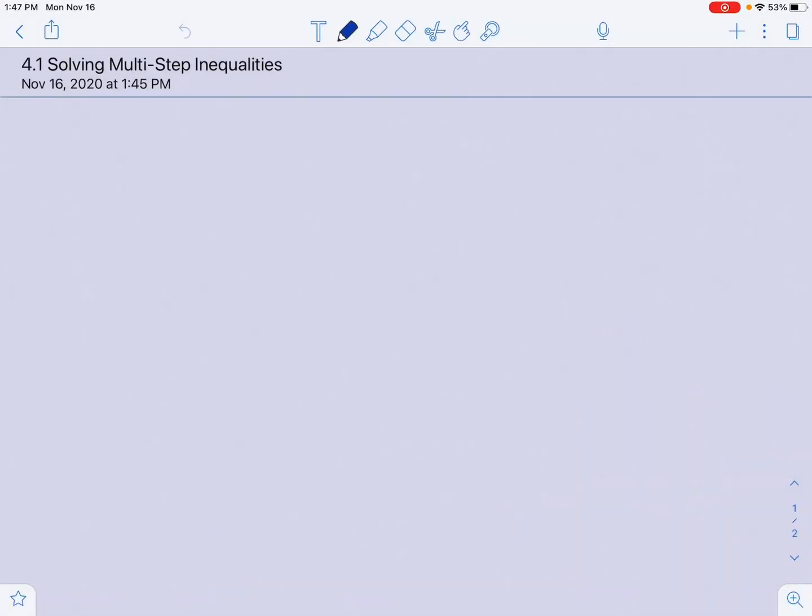All right, so today we're going to look at 4.1, which is solving multi-step inequalities. There's a couple things we need to review first, and those are our inequality signs, or you may have had them referred to as alligators at one point. So we have these guys. Okay, so there's the 4 inequality signs we're going to be looking at.